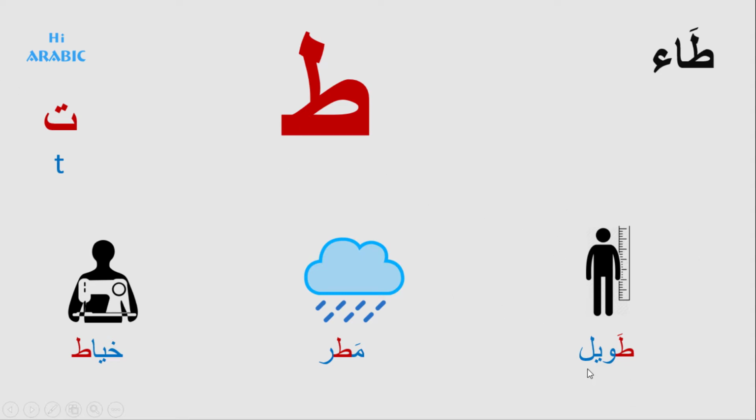Now I will pronounce the words with both sounds and you try to listen carefully. طويل, طويل, مطر, مطر, خياط, خياط. Okay, now I will say the words again.